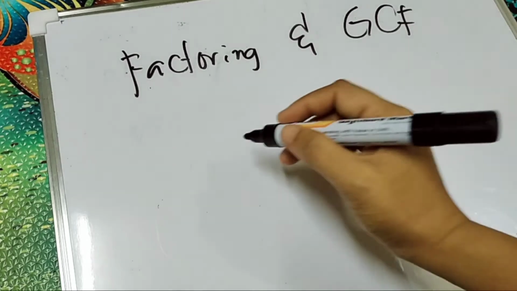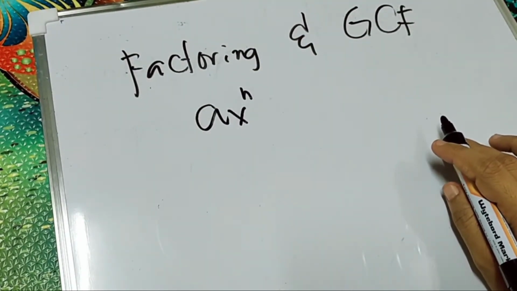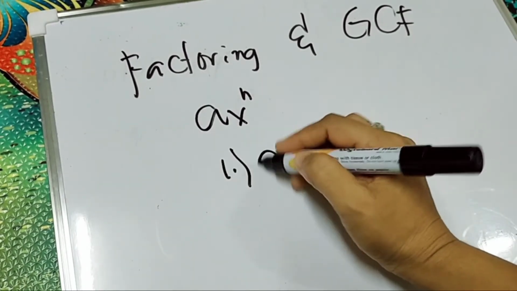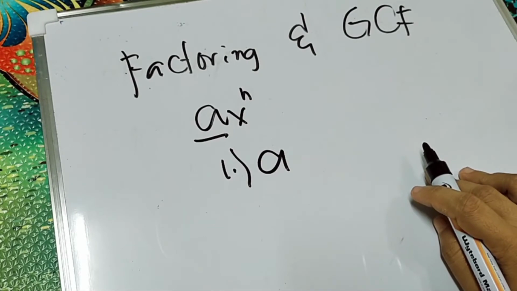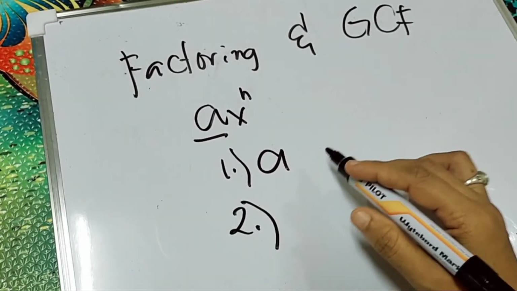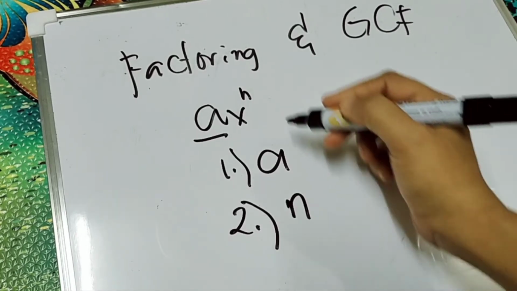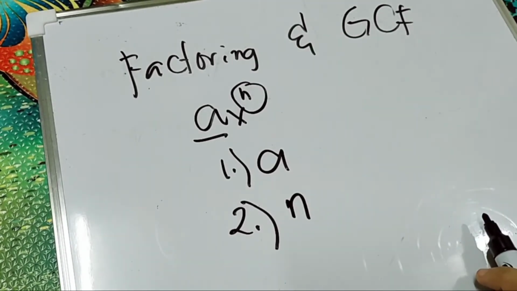Thus, the term ax^n is the GCF of a polynomial if, number one, a is the greatest integer that divides each of the coefficients of the polynomial, and number two, n is the smallest exponent of x in all terms of the polynomial. Okay, let's have an example.